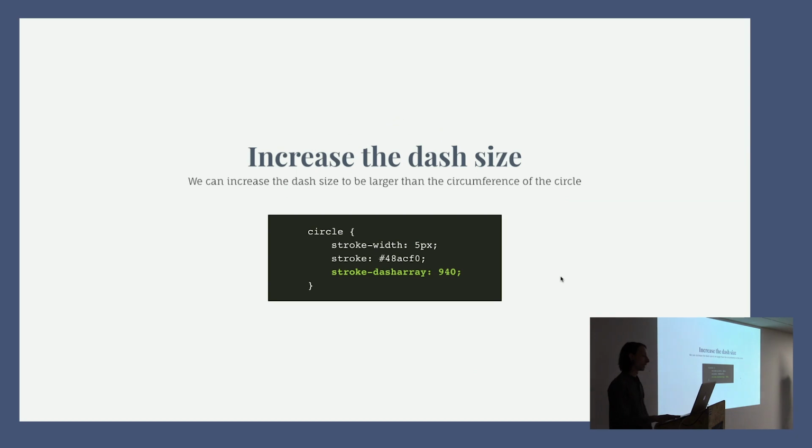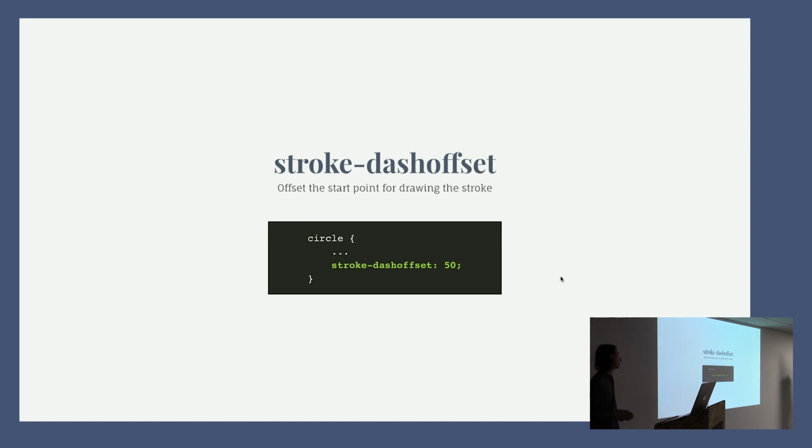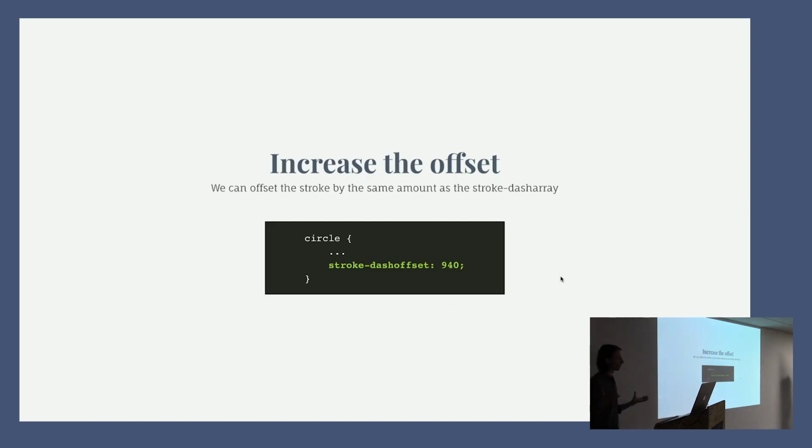So if we increase that dash array to be the same size as the circumference of the circle, then we've essentially created a dash that is as big as our shape, but that means that we also have a gap the same size as the stroke as well. So this is where the offset comes in. By setting the dash offset to 50, we're going to see 50 pixels of that gap, and then the remaining stroke. But if we increase that all the way up to be the same size as the circumference again, we are showing all of the gap and none of the stroke.